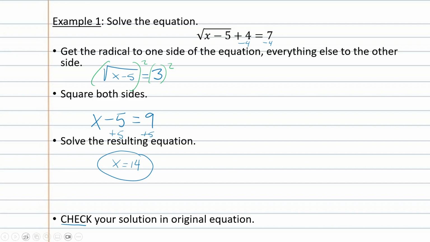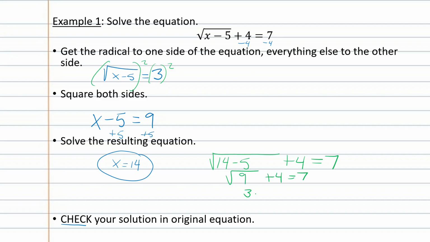So I'm going to check it in green. I'm going to plug it into the original equation. I'm going to have 14 minus 5 underneath the square root. Then I'm going to add to that 4 and see if it indeed does equal 7. Well, 14 minus 5, that's 9. So I'm looking at the square root of 9 plus 4. I need to check and see if that equals 7.